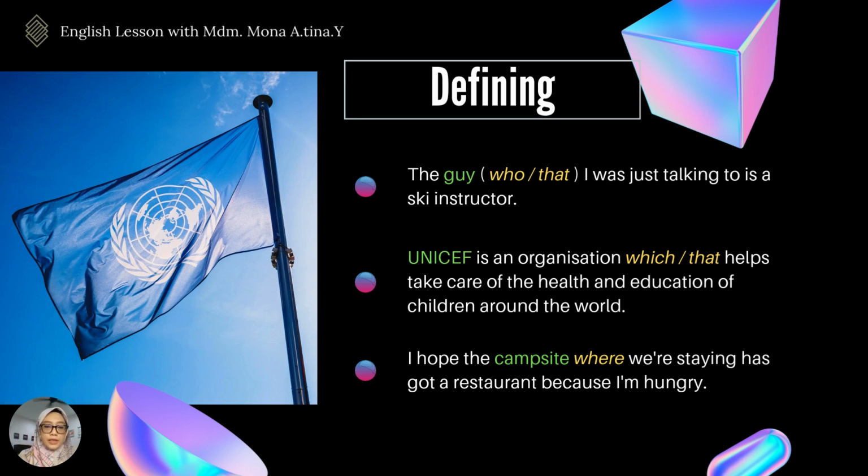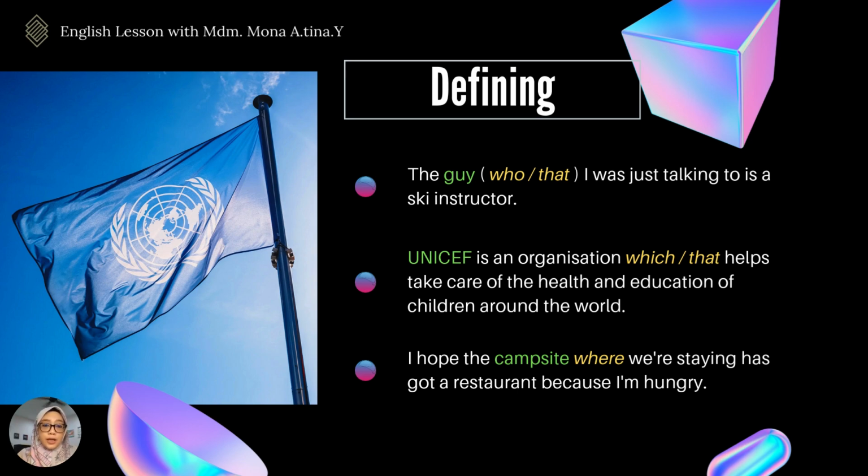Okay, now we have 3 sentences and they are all from your textbook, page 25. Let's take a look at number 1. Okay, kita tengok dulu number 1. This one, number 1, if you look at the words here, the yellow words, they are in brackets. Why are they in brackets? Because if we leave out these 2 words, the sentence is already okay. The sentence is grammatically correct.